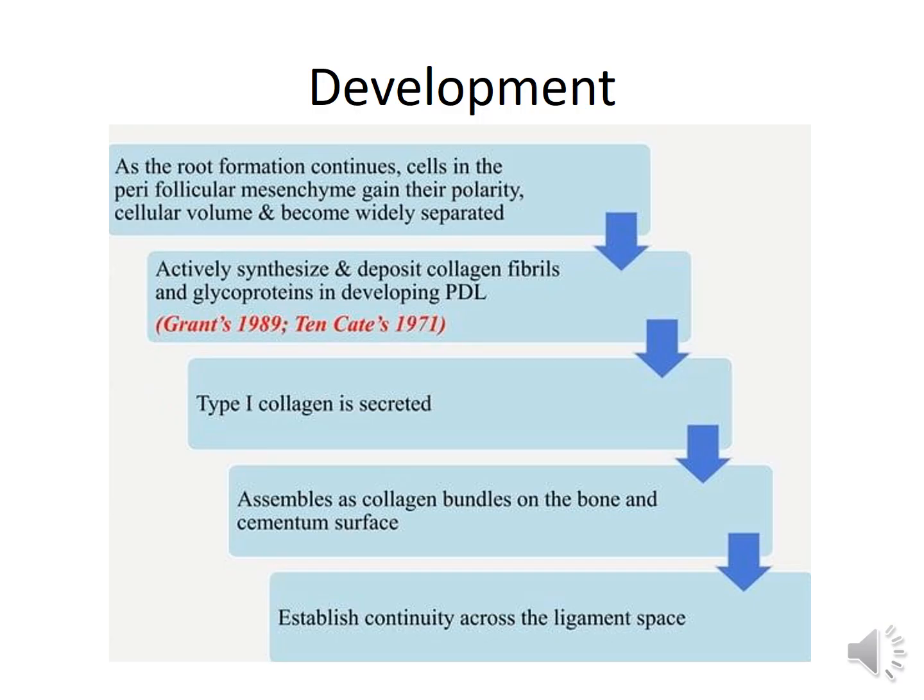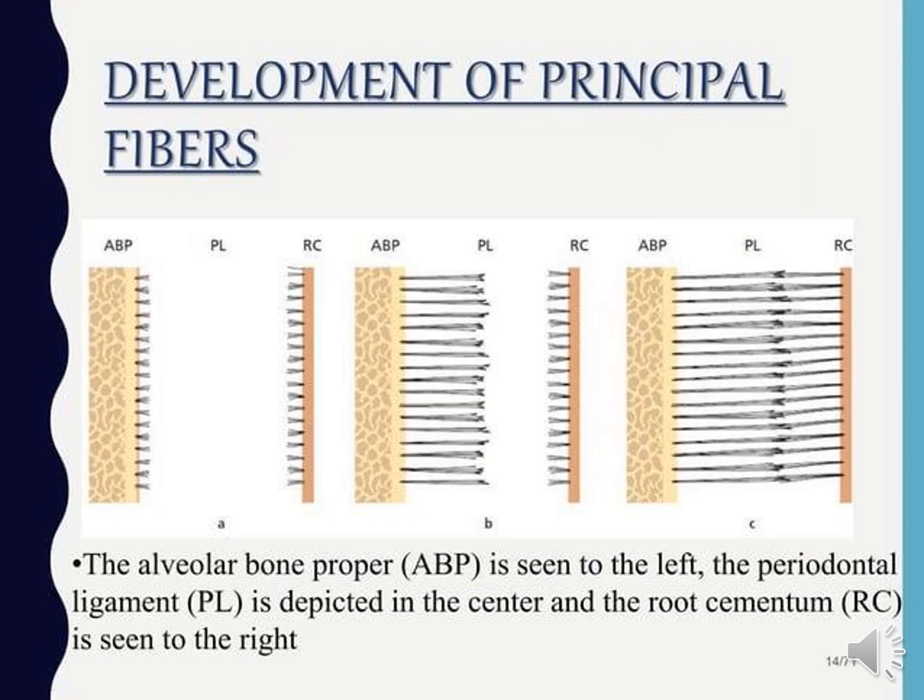The development of PDL occurs as root formation continues. Cells in the perifollicular mesenchyme gain their polarity and cellular volume, become widely separated, and actively synthesize and deposit collagen fibrils and glycoproteins in the developing PDL. Type 1 collagen is secreted, assembles as collagen bundles on the bone and cementum surface, and establishes continuity across the ligament space. This is how the development of principal fibers occurs. As you can see, the alveolar bone proper is seen to the left, the periodontal ligament is depicted in the center, and the root cementum is seen to the right.